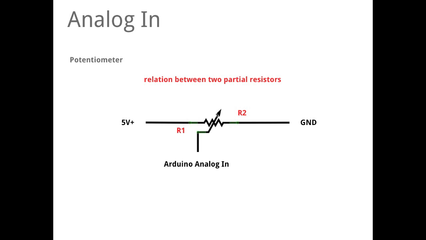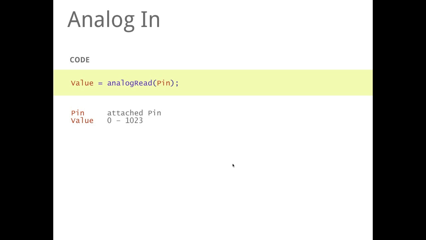If we look at the schematic symbol, then again this is actually the symbol of the resistor, and this middle leg is to show, okay, we have here the partial resistor R1 and here the partial resistor R2. We always connect the potentiometer on the one side to the plus and the other side to the ground. Which side is not so important by now. The middle leg is connected to the Arduino analog input, so the circuit is quite easy, and Arduino again is measuring the relation between these two partial resistors.